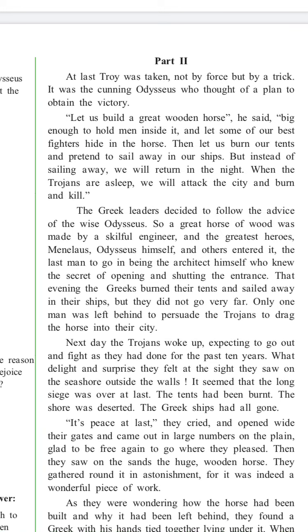So, a great horse of wood was made by a skillful engineer, and the greatest heroes, Menelaus, Odysseus himself, and others entered it. The last man to go in was the architect himself, who knew the secret of opening and shutting the entrance. That evening, the Greeks burned their tents and sailed away in their ships, but they did not go very far. Only one man was left behind to persuade the Trojans to take the horse into the city.